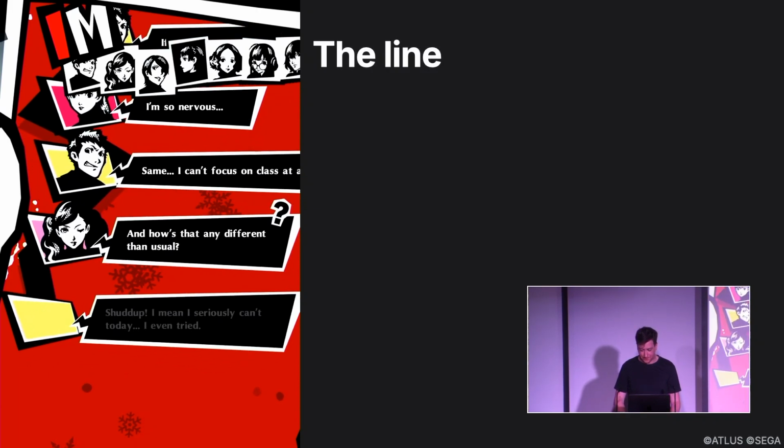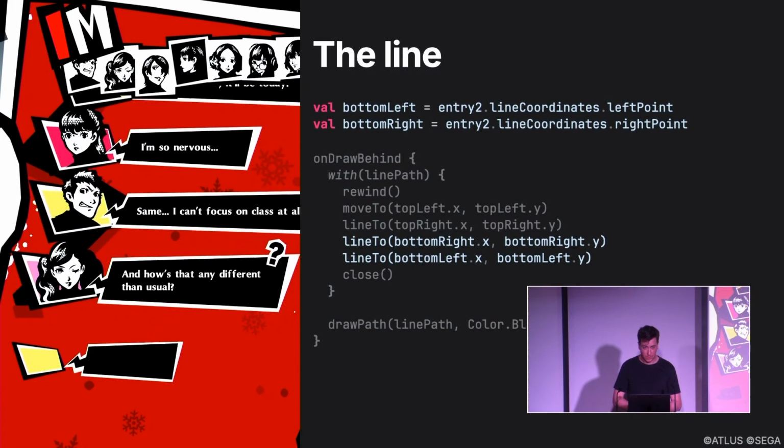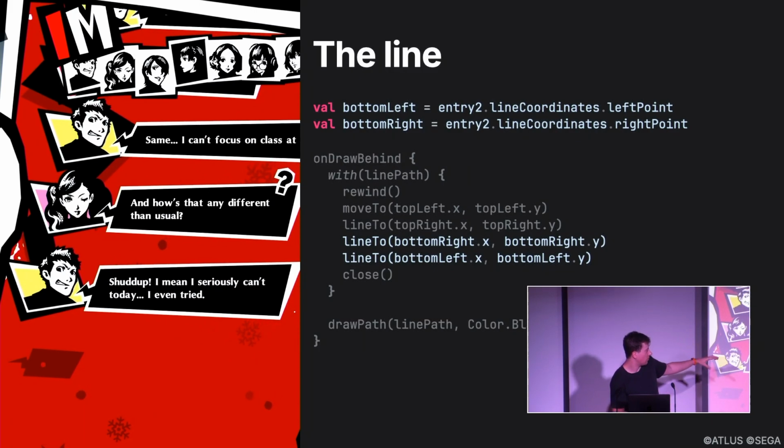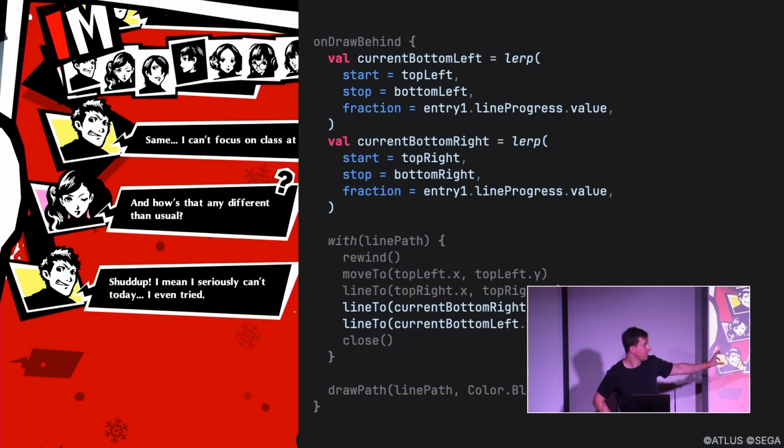Lastly, the line. So we said our drawing code looks something like this, right? Where we had a bottom left, bottom right of one entry, and then we draw the line from top left, top right to bottom left, bottom right. The difference here really is we want to calculate a point in between the start and the end. There is a way we can do that.